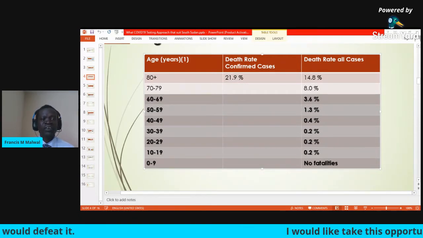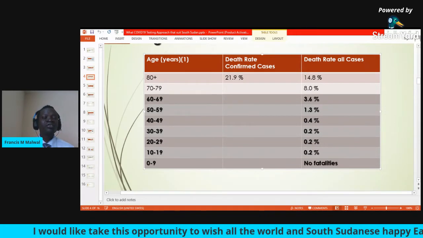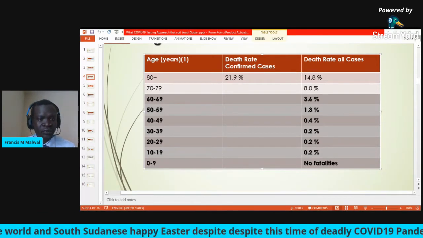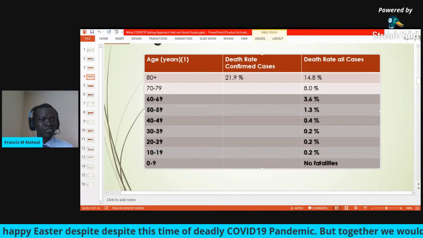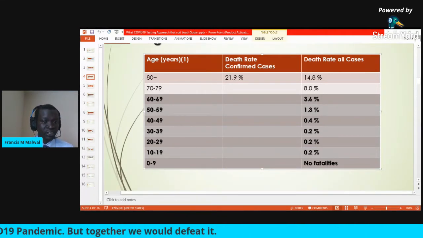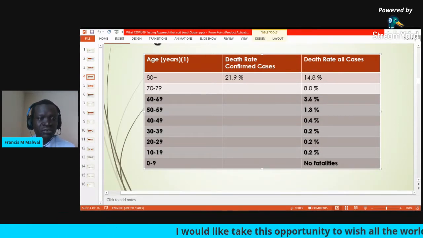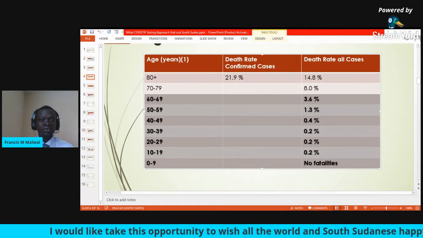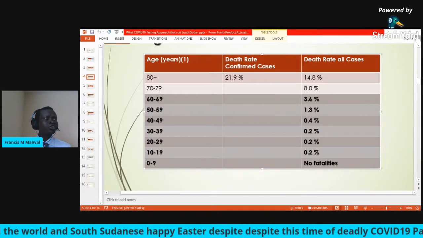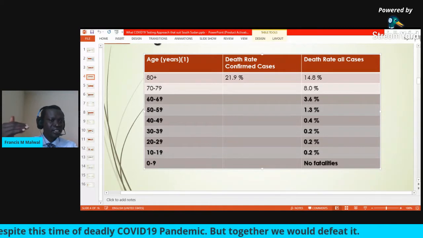When you move also from 49 up to 50, you will see the death rate triple, because we have 1.3%. You move also up to 60 to 69, you see it is also triple. So the risk is tripling. When you move up from 70 to 79, you will see the risk becoming 8%. So you see that the risk of death from this virus increases with increasing age.